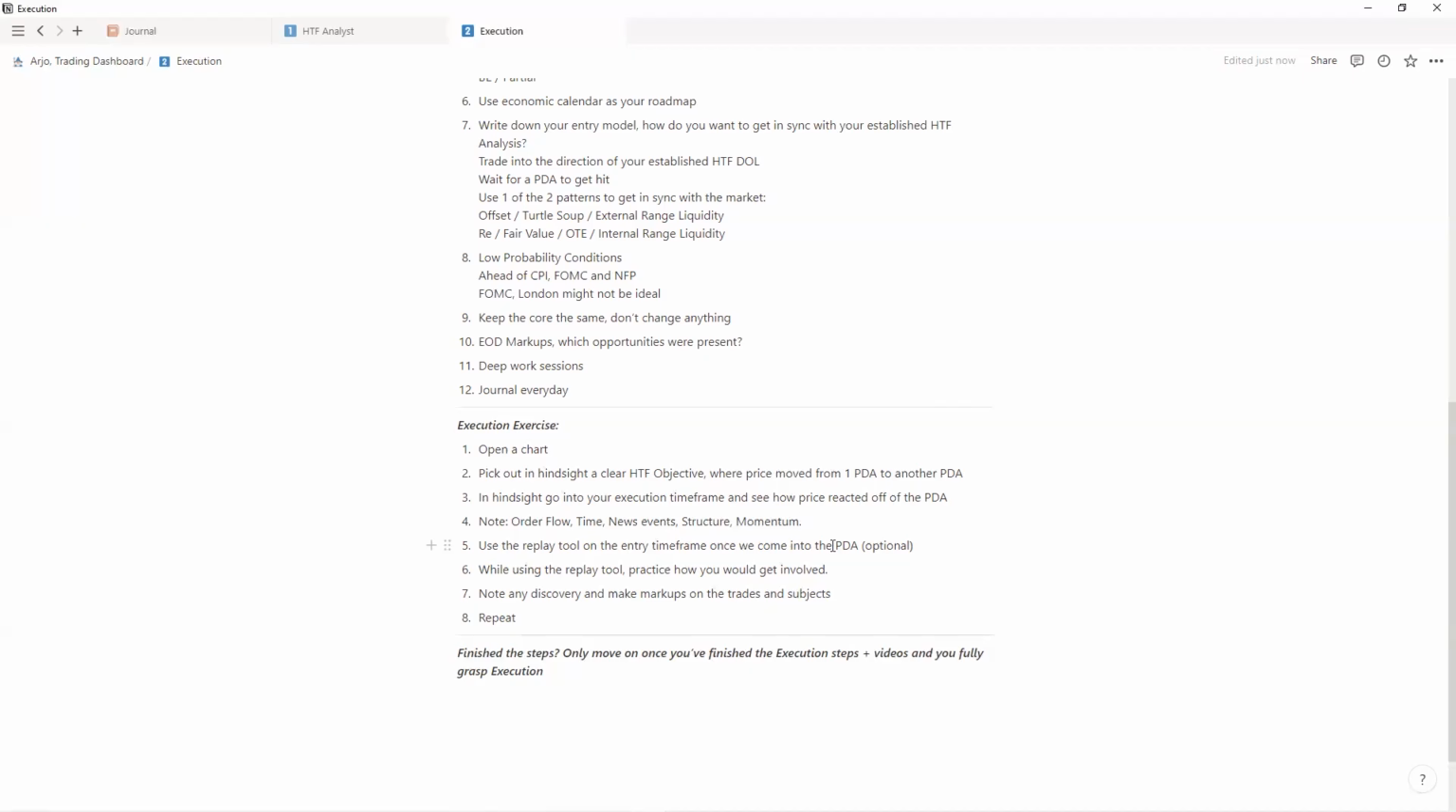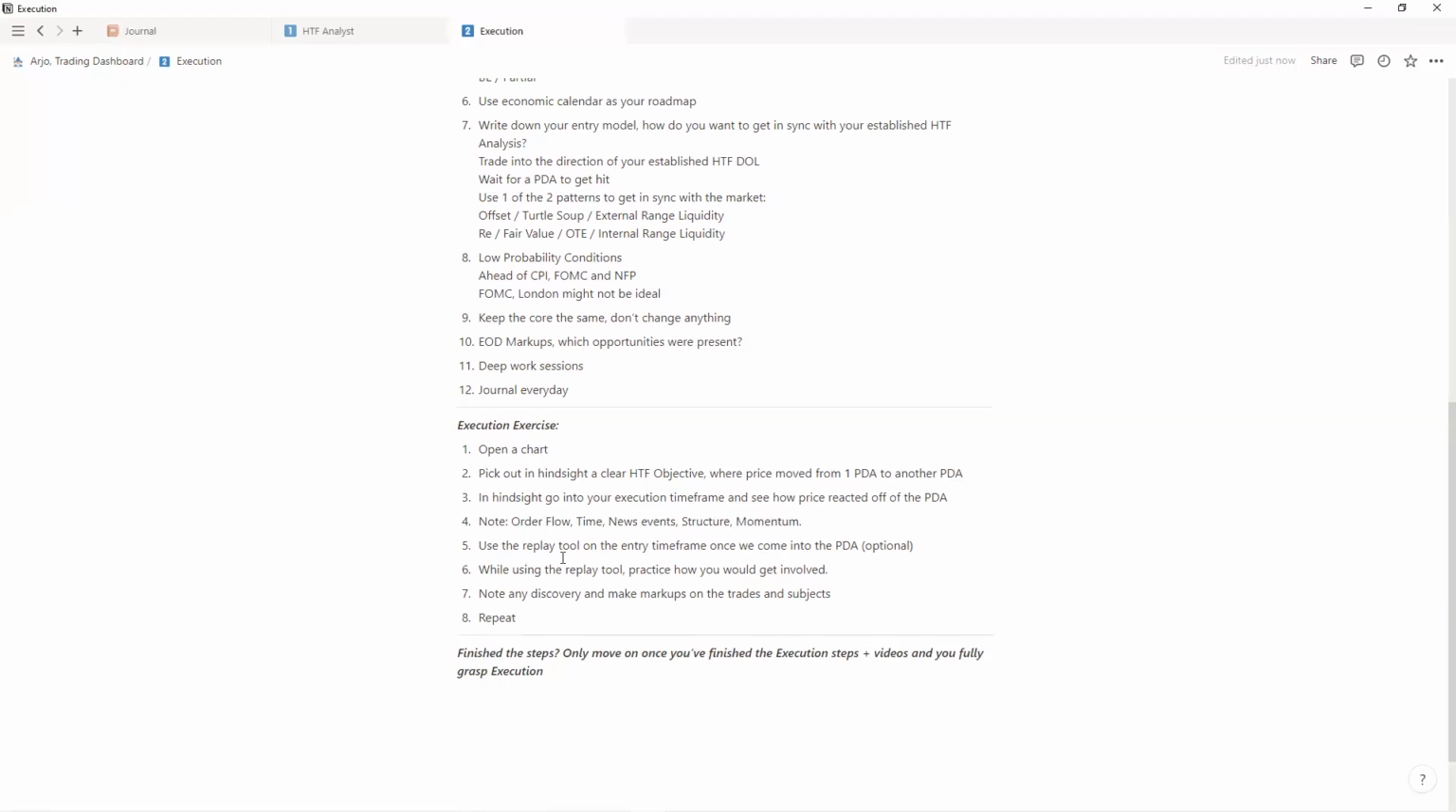Go into it, and you're going to start noticing patterns that you didn't see before. Use the replay tool on the entry time frame once we come into the PDA. Optional. Again, if you don't have access to the replay tool, that's totally fine. You don't need it. If you do have access to it, please make use of it once in a while. First, do the hindsight technique, and then use the replay tool on the same piece of price action and see, okay, where could I have gotten involved?